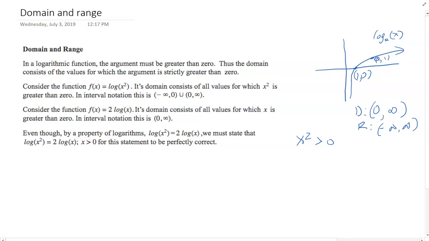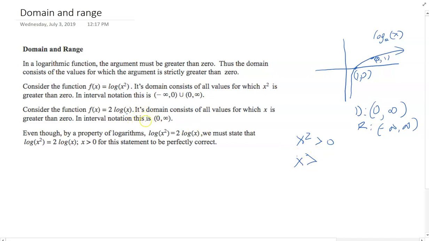Now, if we look at the function f of x is equal to 2 log x, which you can look at like you're taking the square to the front of the log, based on what we were doing previously, you would say that these are equivalent expressions. However, the domain of 2 log x is not the same as the domain of log of x squared, because this x is what has to be greater than 0. So then the domain of this function is x greater than 0.